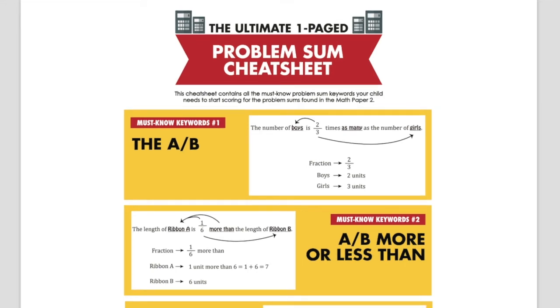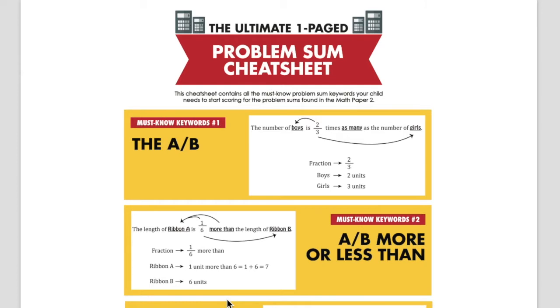So far what we've covered are the must know keywords number 1, the A over B, as well as the must know keywords number 2, which is the A over B more or less than. Now let's do a quick recap before we go on to must know keyword number 3, which is X more or less than A over B. What's that? That sounds rather complicated because it kind of is, okay?